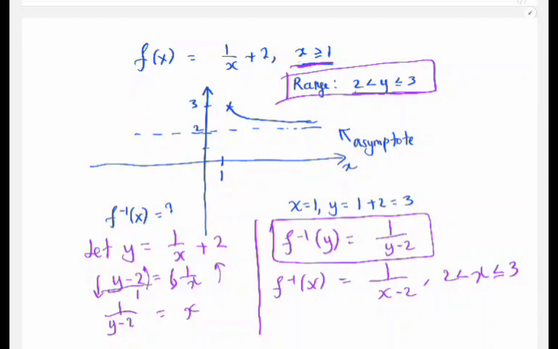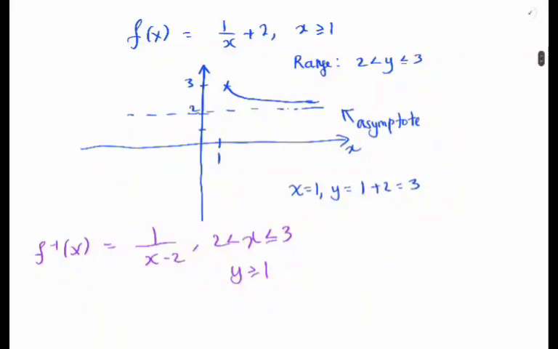And then the domain will be, here you see x is bigger than or equal to 1. So y is bigger or equal to 1. That will be the range. So your f minus 1 x is equal to 1 over x minus 2. So check your x is between 2 and 3, y is bigger or equal to 1.